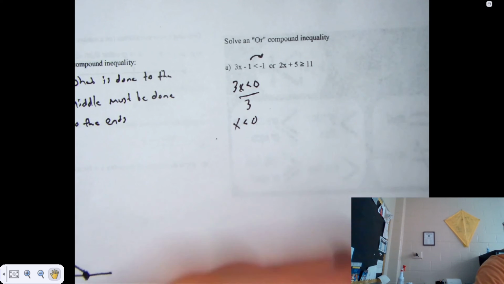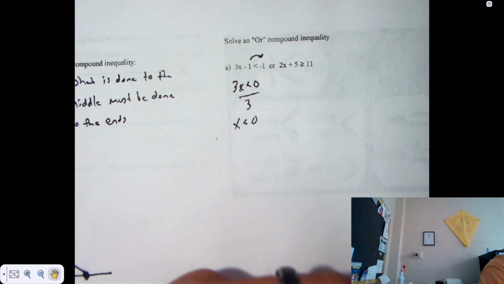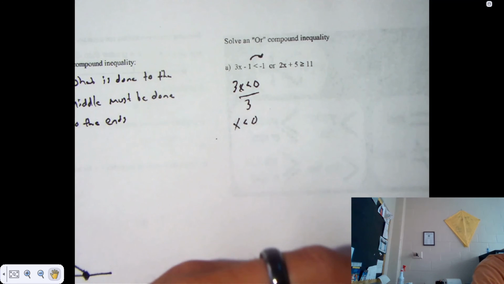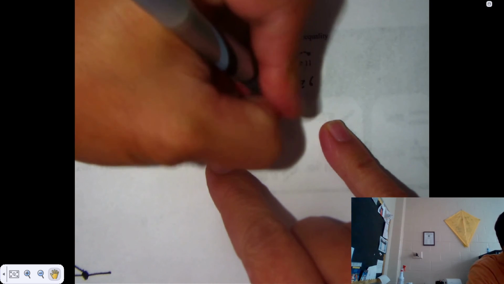And this one looked good too. You subtracted your 5. You divided by your 2, and you got that. It does say graph, and we actually just said solve, didn't it? We're going to go ahead and graph it.